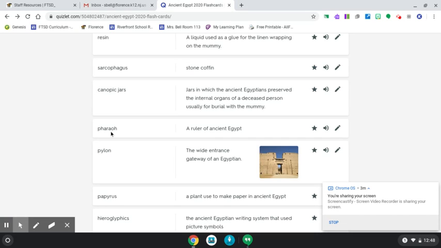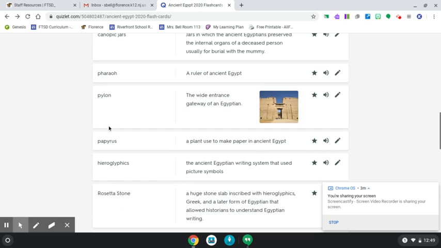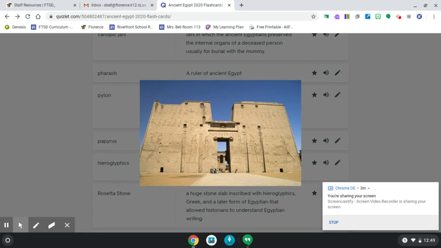A pharaoh is a ruler of ancient Egypt. Again, your pharaoh is kind of like your king. Pylon. The pylon is the wide entrance gateway of an Egyptian temple. So I put this little picture here to show you what it looked like. If I click on this, will it get bigger? Yes. Okay. So this is what it looks like right here. It's very pretty. Look at all of these details that they have carved into the stonework.